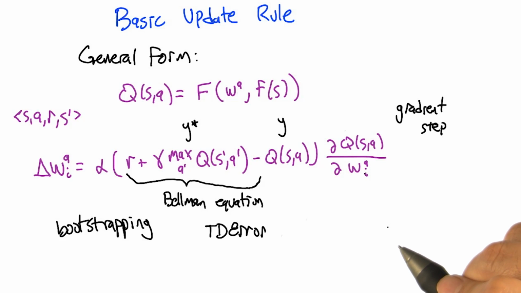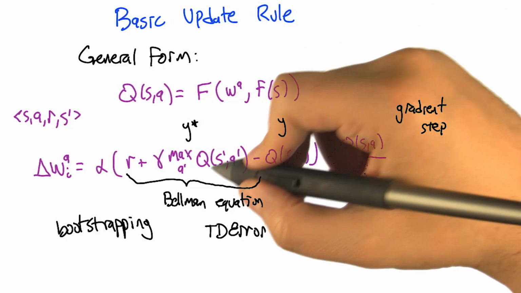Okay. All right. So this is in a very general form. I think it would be helpful, though, to make it make more sense if we dive in and think about some particular representations of the Q function. Okay.